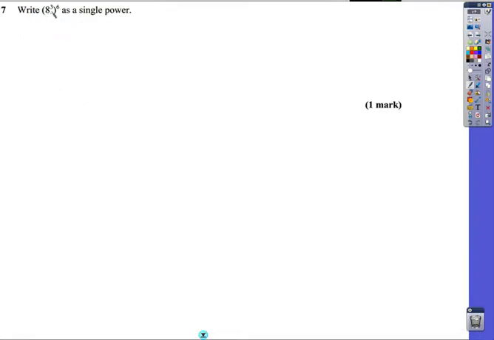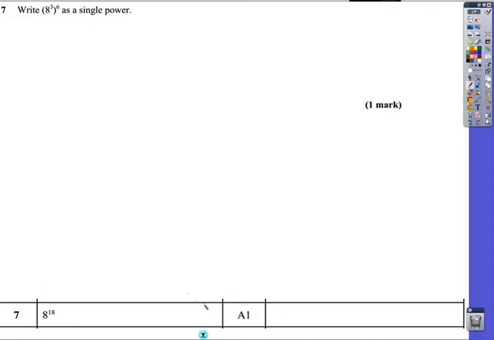Question 7, write 8 cubed to the power of 6 as a single power. Fairly simple. Remember, with brackets, you multiply the powers. 3 times 6 is 18. So that's just going to be 8 to the power of 18. Again, one mark, just an accuracy mark. If you write 3 times 6 is 24, even though your method is right, 3 times 6 isn't 24, it's 18.